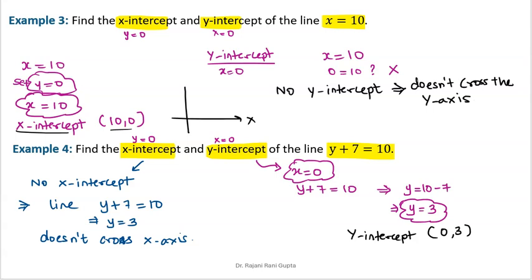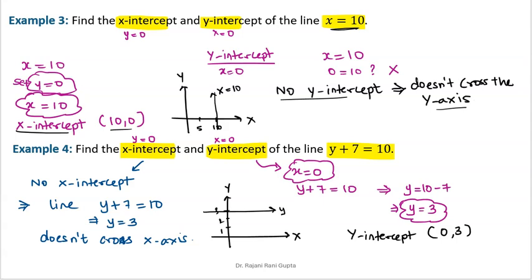Isn't it? If you want to visualize it, see in this case what happened. This is your x-axis and y-axis. So x equal to 10. Suppose this is 5, this is 10. So this will be your line x equal to 10. And it's not meeting the x-axis, so it's not having any y-intercept. On the other hand, if you look here, this is the x-axis and y-axis. What is your line? y equal to 3. Say these are the points 1, 2, 3. So this is your y equal to 3. Is it meeting the x-axis? No. So that's why no x-intercept. Okay, clear?